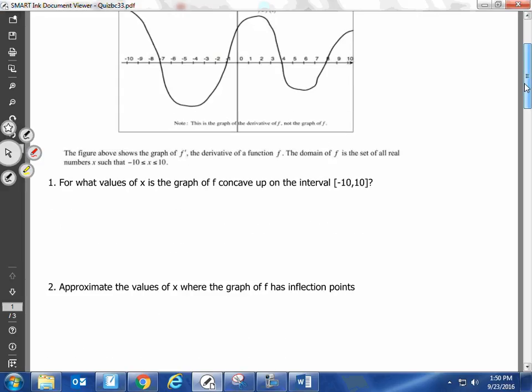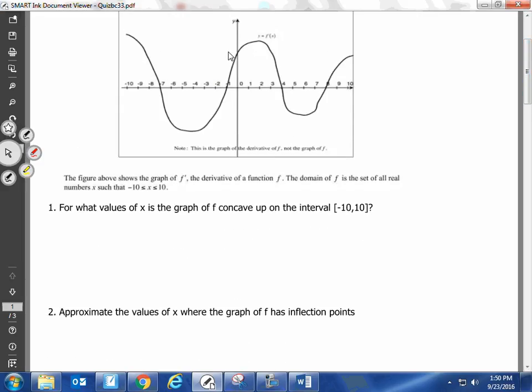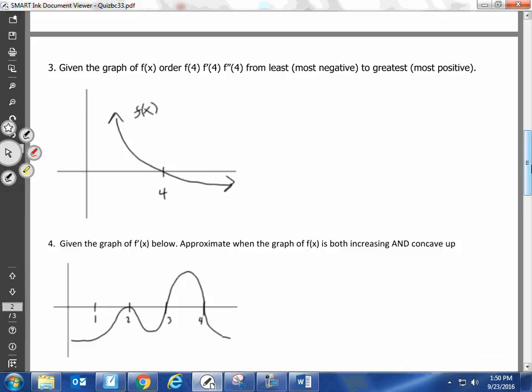Second question, when does the graph of f have inflection points? Okay, so this being f prime, not f, when does f have inflection points? Make sure you use your number lines. That's going to help you. Number 3, order f of 4, f prime of 4, and f double prime of 4 from least to greatest. Well, what's important is that one of these is going to be a negative value, one of these is going to be 0, and one of these is going to be positive. You're not going to be able to figure out what the exact values are for all but one value, okay?